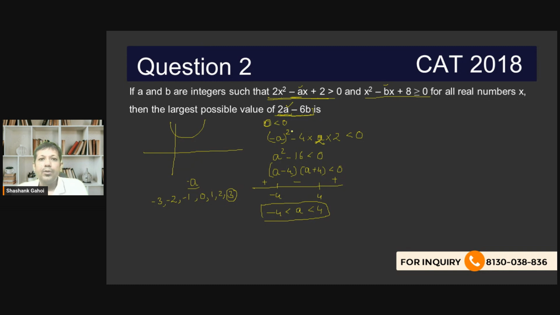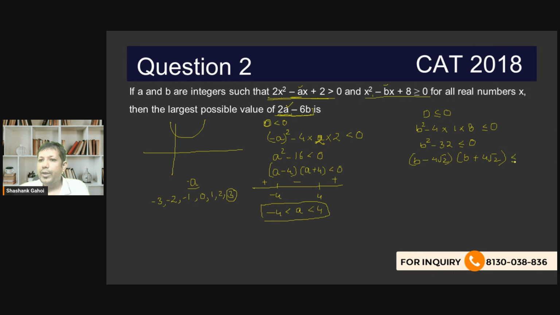Now the second equation, what does it say? It says x square minus bx plus 8 is greater than or equal to 0. So again, d should be less than or equal to 0. So what am I going to get? I'm going to get b square minus 4, a is 1, c is 8, and that's less than or equal to 0. So I can say that b square minus 32 is less than or equal to 0. So (b minus 4 root 2) into (b plus 4 root 2).